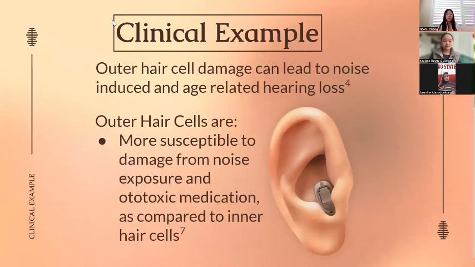And outer hair cell damage can lead to noise-induced and age-related hearing loss. Outer hair cells are more susceptible to damage from noise exposure and ototoxic medication as compared to the inner hair cell.